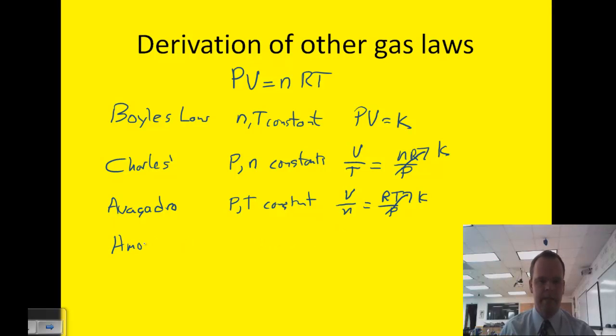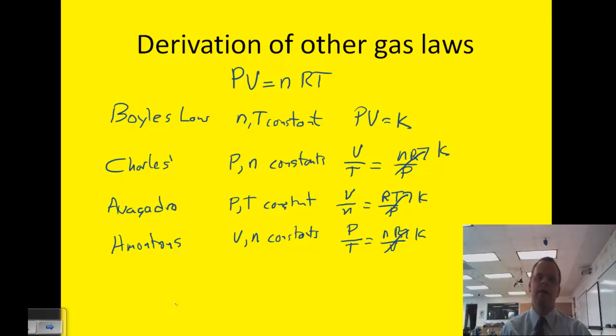We do Amonton's. In Amonton's law, V and N were our constants. So if we get P over T equals nR over V, n and V are all constant, so P over T equals K.